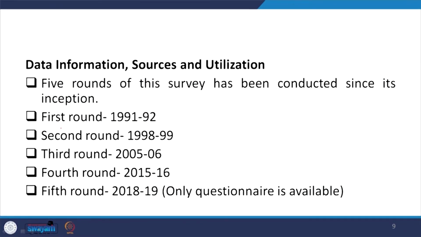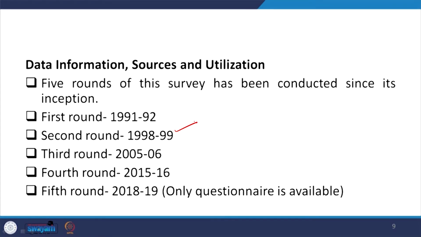Now, data information and sources and utilization. So, what are the sources, which kind of databases, in which year those are studied. Five rounds of this survey have been conducted since its inception. It started with 1991-92, that was the first round of data on health and family welfare related information, and the second round was reported in 1998-99. Third one is 2005-06. Fourth, there is a gap actually of 10 years.